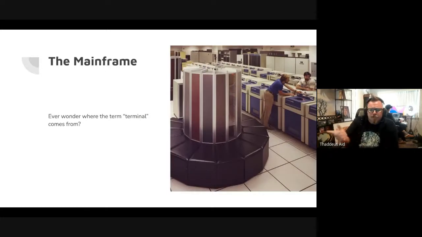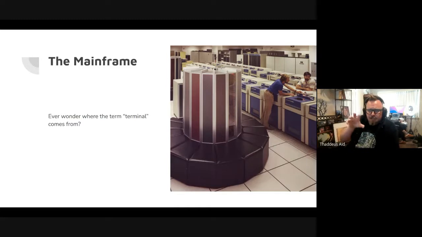Jumping forward, we've got the mainframe. I grabbed the Cray supercomputer here because it has seats. I mean, that's pretty cool. It's a supercomputer. It's a mainframe. It's got seats. And the mainframe is where the terminal, as we understand it, comes from.